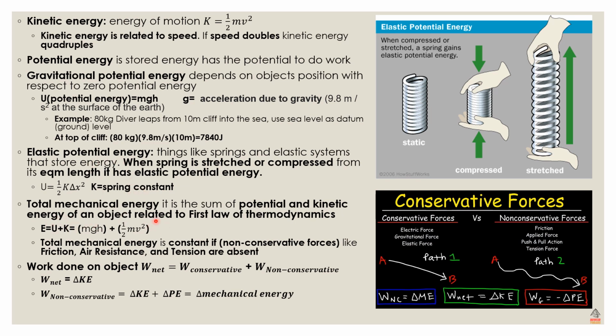Then you have the total mechanical energy, which is the sum of potential and kinetic energy of an object, related to the first law of thermodynamics, which is energy can neither be created nor destroyed. So E is equal to U plus K. U is the potential energy, which is mgh. We already covered that, and K, which is the kinetic energy, half times mass times velocity squared, like I said before. And then the total mechanical energy is constant under the condition that non-conservative forces are absent.